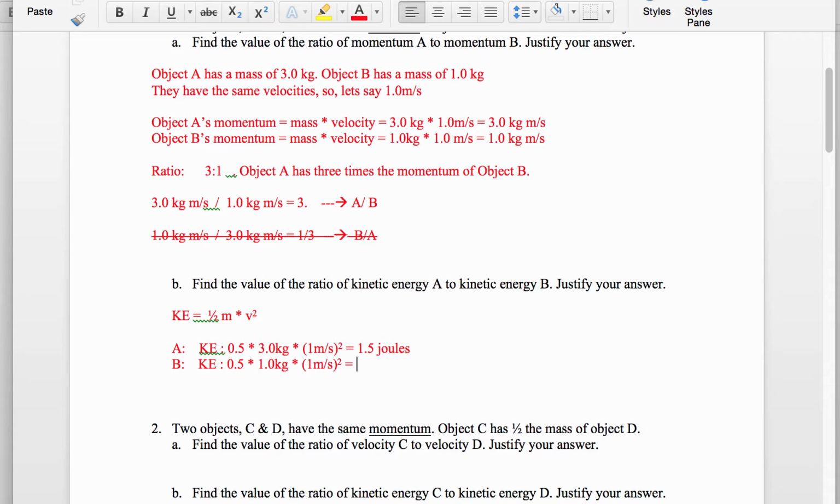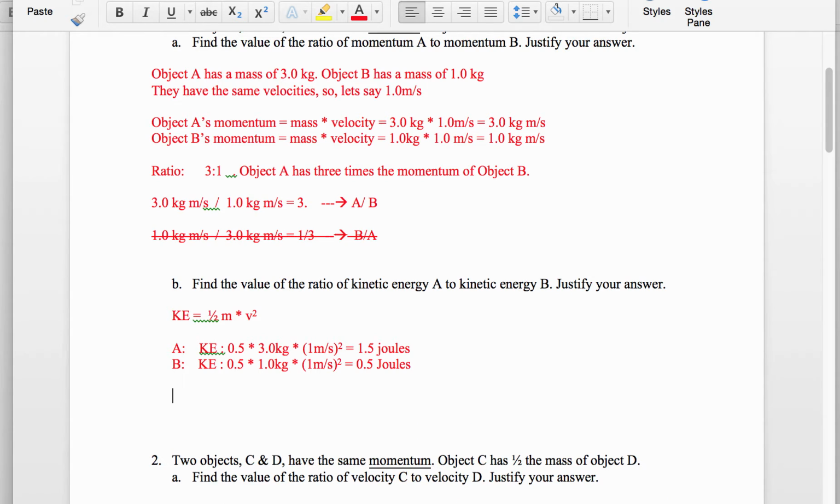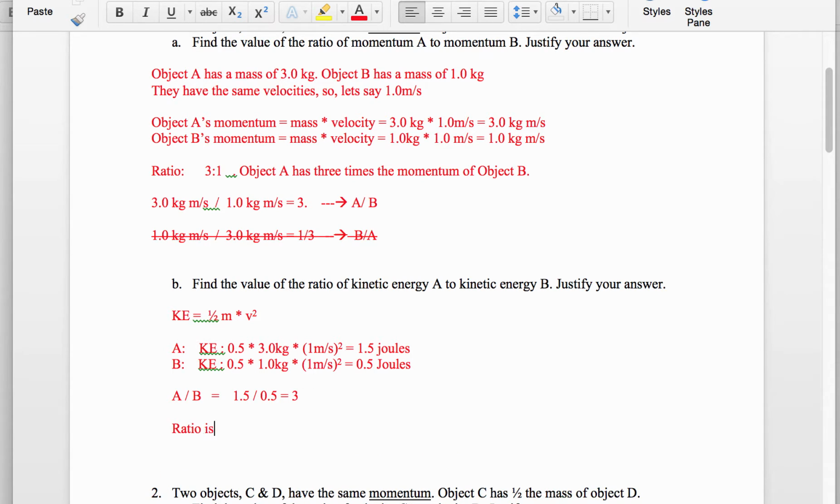Here is 0.5 times 1 times 1. 1 times 1 is 1. 1 times 1/2 is 1/2. So 0.5 joules. So what's the ratio? Again, we want A divided by B. That is 1.5 divided by 0.5, which is 3. So the ratio is 3 to 1. Same as in the above problem.